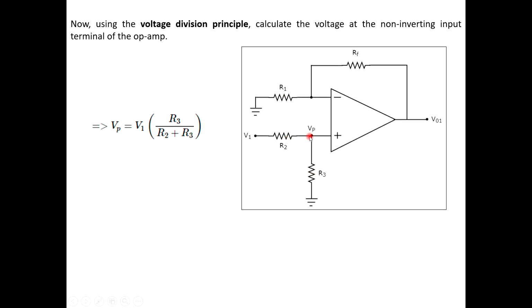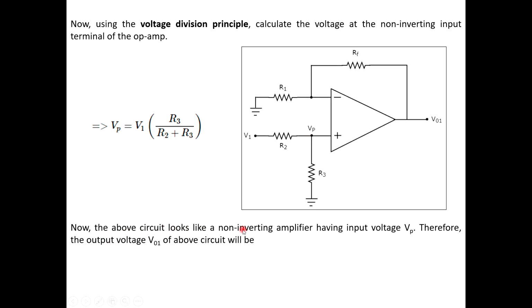So Vp is equal to R3 divided by R2 plus R3, into the input voltage, that is V1. So that is the nodal voltage over here, that is Vp. Now the above circuit is just like a non-inverting amplifier having the input voltage as Vp, and therefore what will be the output voltage V01? We have done this yesterday. If the input voltage is Vi, then the output voltage will be equal to 1 plus Rf by R1 into the input voltage, that is Vp.